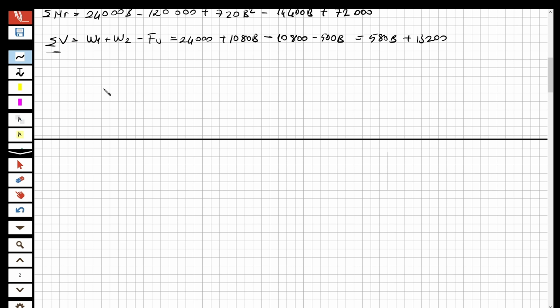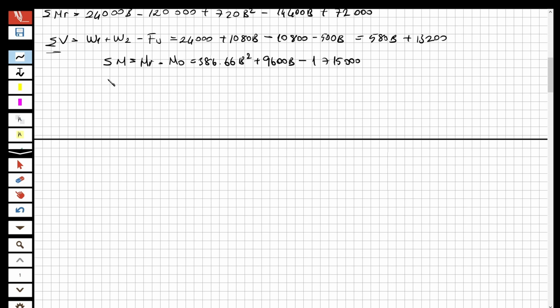Let's get the net moment. The net moment is going to be equal to M resisting minus M overturning, and this is going to be 386.66 B squared plus 9,600 B minus 1,715,000. Okay, so now we have it.